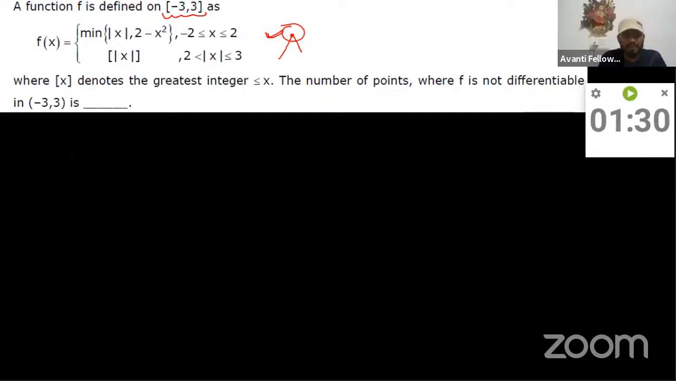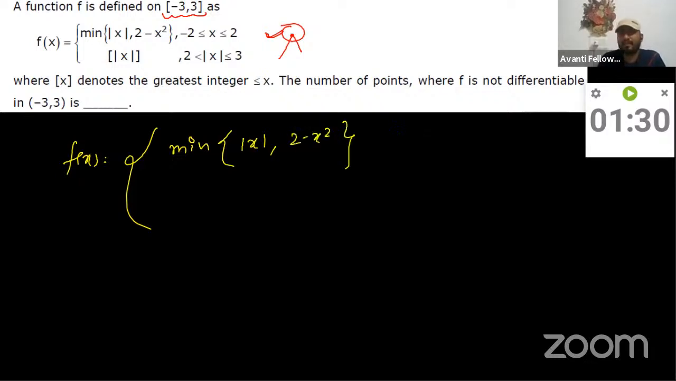Okay, let's see. First of all, what is the function given? The function is f of x, that is, you have to take the minimum of modulus x or 2 minus x square, in the interval when x is from minus 2 to 2. And when your modulus x is less than 3 and greater than 2, you have to use the greatest integer function.